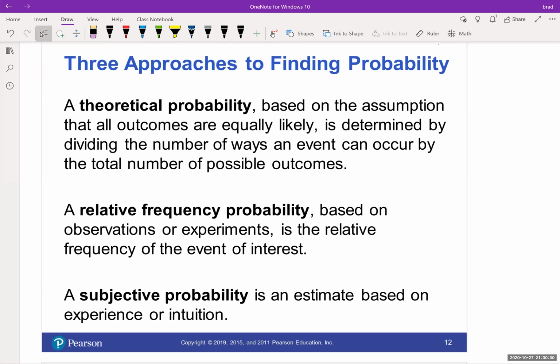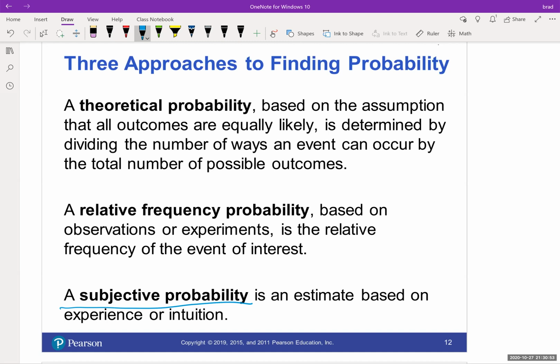So we have three approaches to finding probability. Theoretical probability is based on the assumption that all outcomes are equally likely. It is determined by dividing the number of ways an event can occur by the total number of possible outcomes. Relative frequency probability is based on observation and experiments, the relative frequency of the event of interest. And there's this new one, subjective probability, an estimate based on experience or intuition.